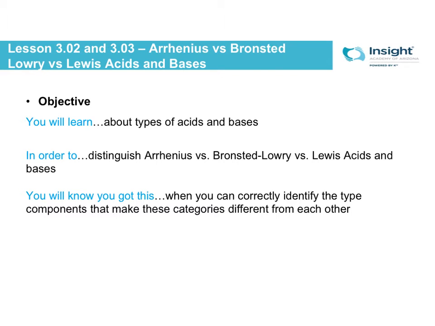Okay, so now that you know what an acid and a base is, we are going to discuss the different types of acids and bases. And essentially this is how over time our definition of an acid and base has changed. So there are 3 different classifications you want to be familiar with: Arrhenius, Bronsted-Lowry, and Lewis acids and bases.